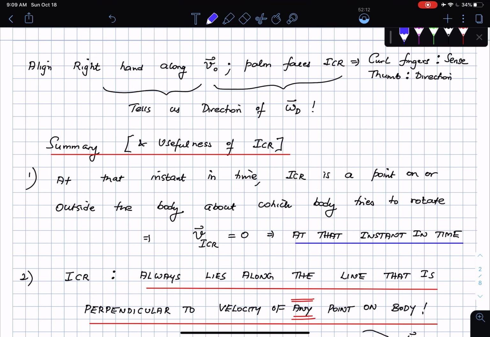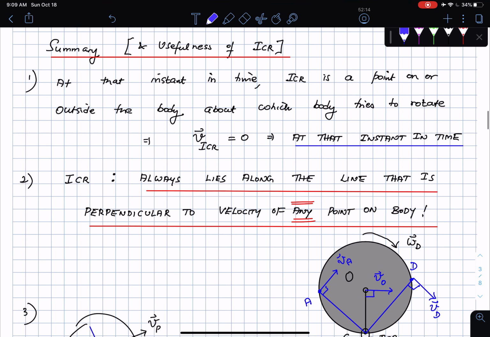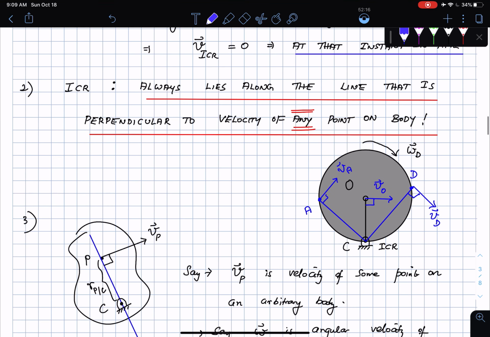I don't care. And the ICR always lies along the line that is perpendicular to the velocity of any point in the body. I choose any point A or point O or point D. If I locate the ICR, I see that ICR is along the line that is perpendicular to the velocities of each of these points. It is not just one particular velocity, but any velocity on the body. The ICR has to be perpendicular to that particular velocity.